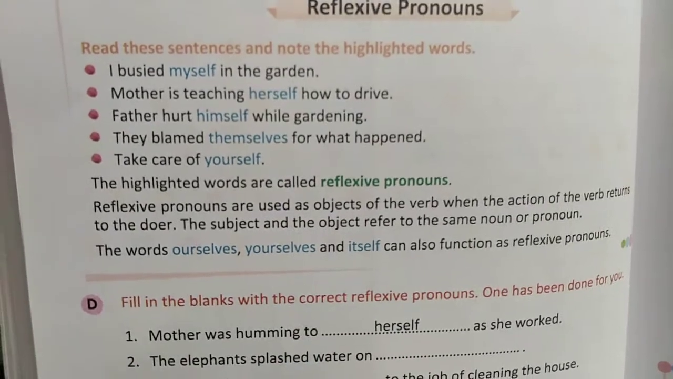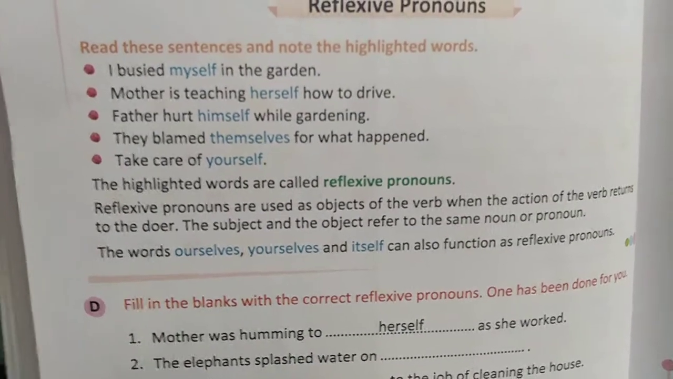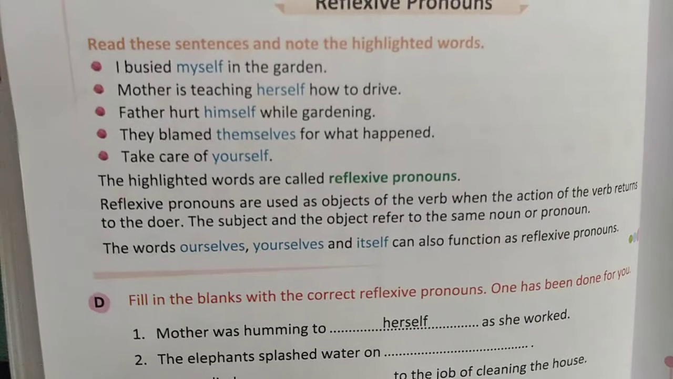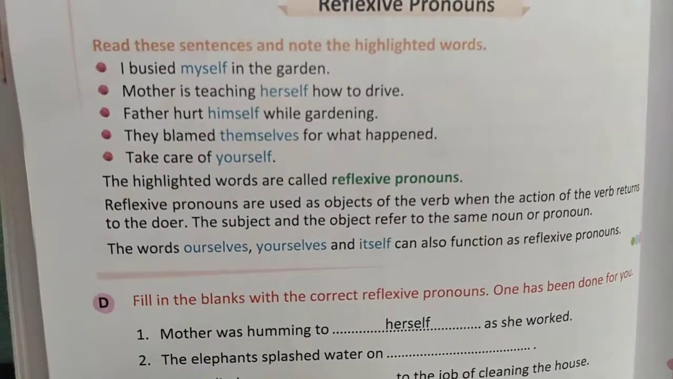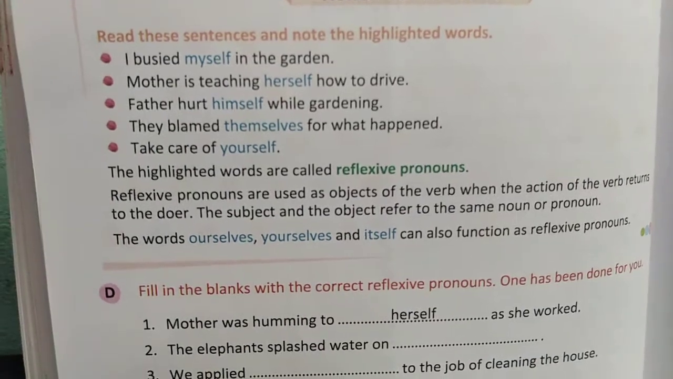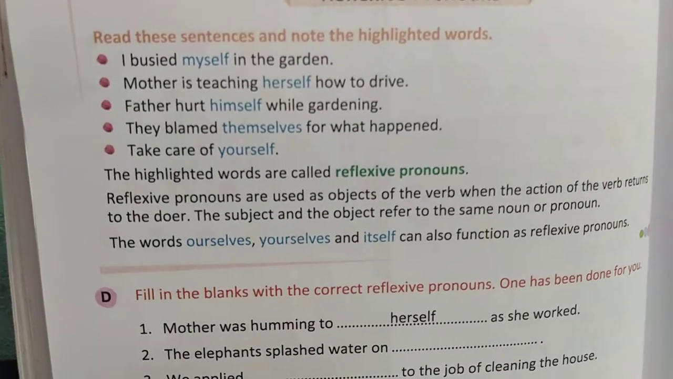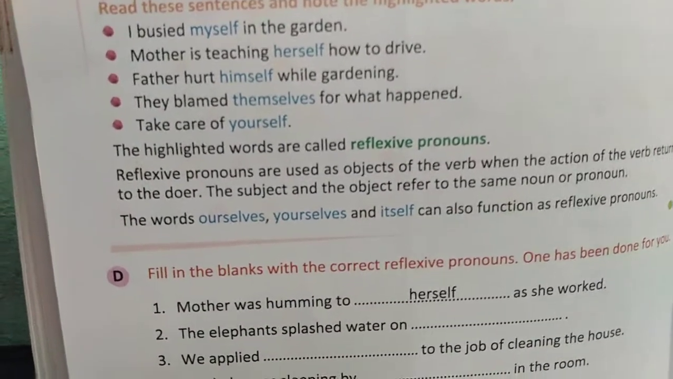Here the subject and the object refer to the same noun or pronoun. It means the doer of the action and the receiver of the action are the same person. That may be a noun and that may be a pronoun. I hope you understood, children.